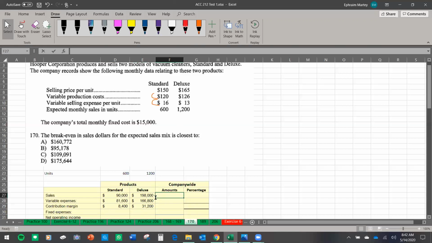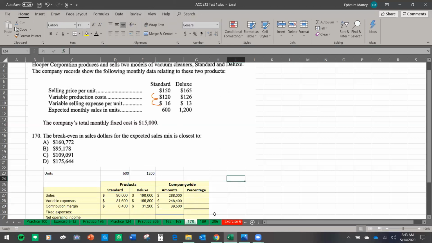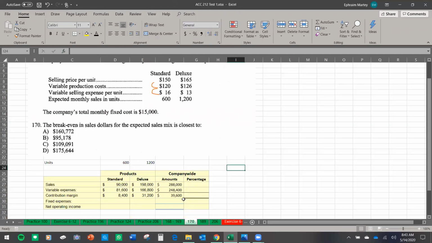Now let's find the total. We add these two together, this plus that, 288, and then we just drag it and it computes what we need for us. So we have 39,600 as contribution margin for the whole company. What is our fixed expense? Our fixed expense is 15,000 right here. So what is our net operating income for the entire company? This one minus that.